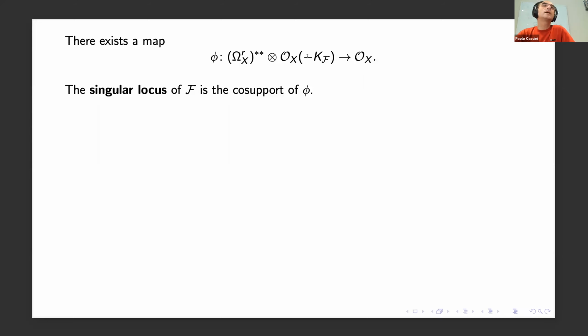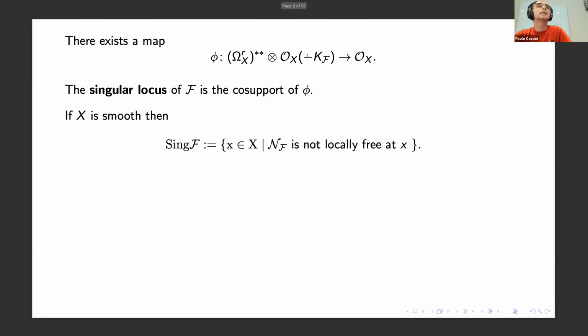If this is not clear, it doesn't really matter, because, for instance, if X is smooth, this coincides with the classic way to look at the singular locus of a foliation. It coincides with the locus where the normal sheaf of F is not locally free. When X is singular, these two objects do not really coincide, but it's not going to play any role in what we're going to talk about today.